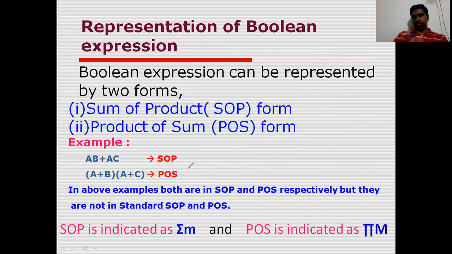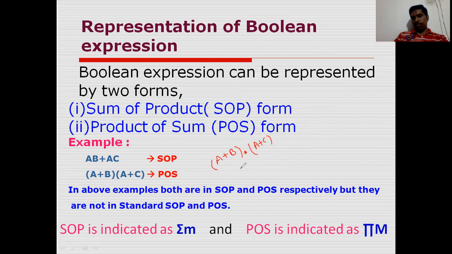Then what is POS form? Same, product of sum terms. First you will have sum terms. See, A plus B is one sum term. What is a sum term? When you add two literals, you get a sum term. So A plus B is one sum term. Likewise, A plus C is also one sum term. I'm just writing an example, please follow that. These two sum terms are being multiplied with each other. See here, I am putting a dot between them.